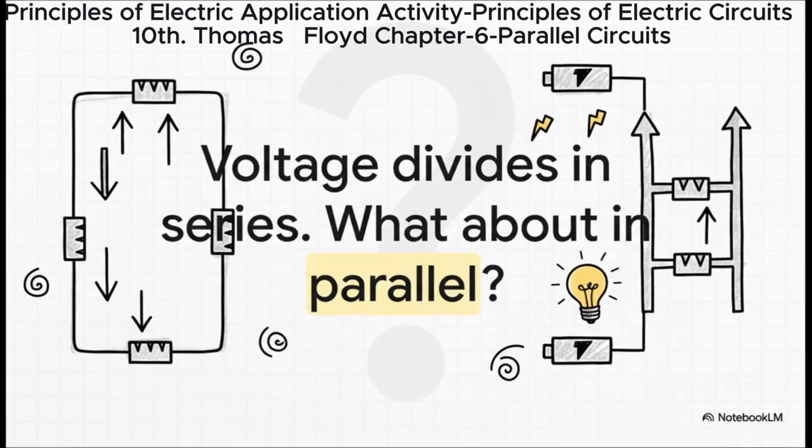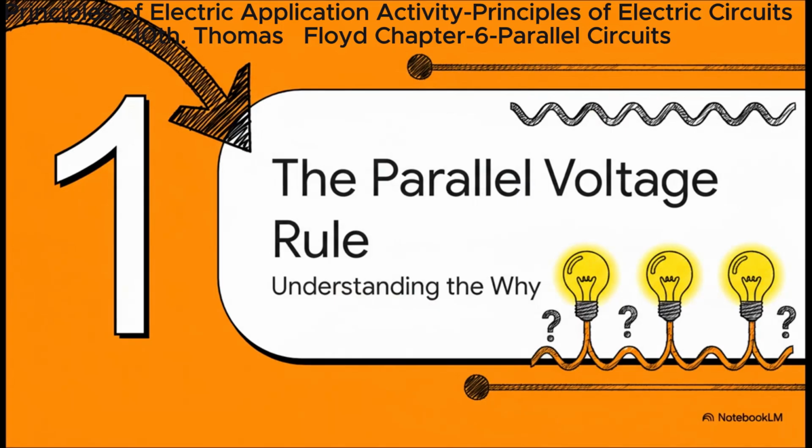So you already know that in a series circuit, right, the voltage gets split up across all the different components. But what happens if we change the game? What if we give the current multiple paths to go down, kind of like the rungs on a ladder? Does that voltage still get divided? Let's find out. First up, we're going to lay out the single most important rule you need to know for this, but more importantly, we're going to break down why it actually works. Understanding the why is everything.